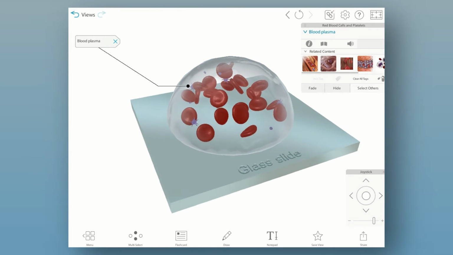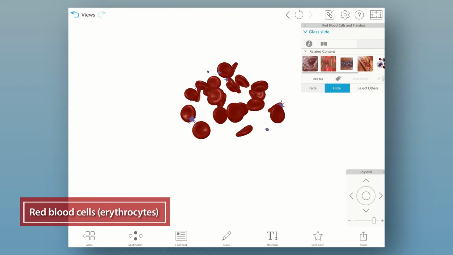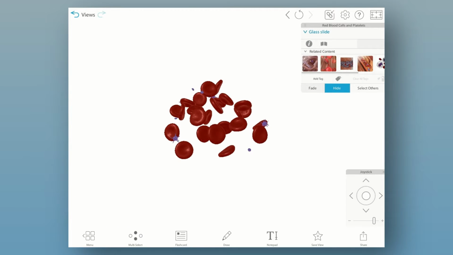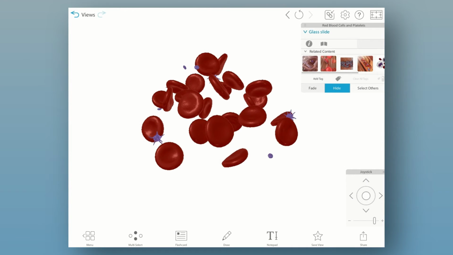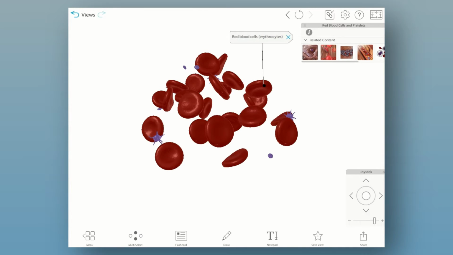on glass microscope slides. Red blood cells, or erythrocytes, produce a protein called hemoglobin, which helps them transport oxygen from the lungs to the body's tissues. Fun fact, unlike other eukaryotic cells, mature red blood cells don't contain nuclei.